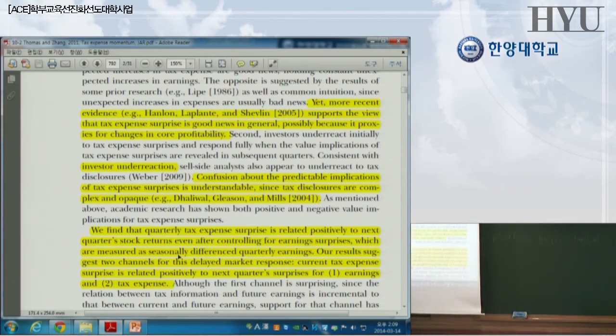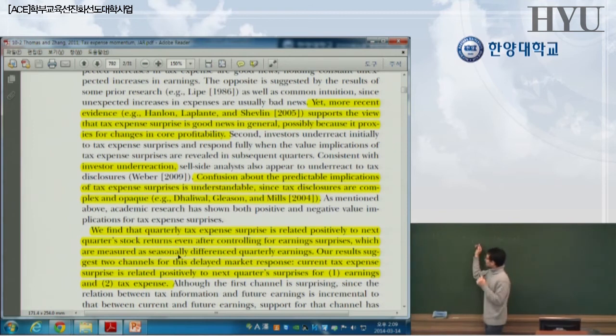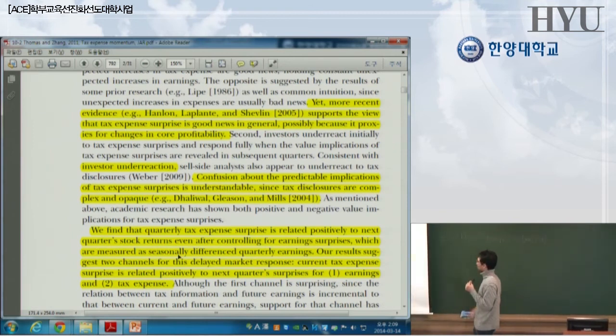And then the authors find that quarterly tax expense surprise is related positively to the next quarter stock return. So stock return from today to next quarter. Even after we control for earnings surprise, so we get rid of the positive cash flow effect, which is measured by seasonally different quarterly earnings. So after we control that earnings part, still this one has prediction power about the future.